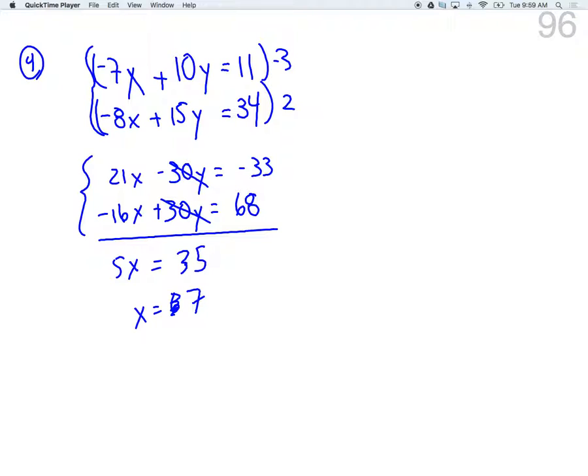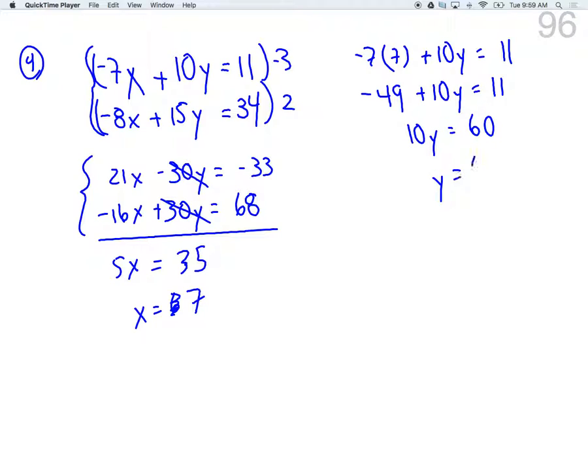All right, Turner, where'd you plug that back in? The top equation? Okay, so negative 7 times 7 plus 10y is equal to 11. So negative 41 plus 10y is equal... Is that what you got? Is that what you guys got? Yeah. Okay, good.